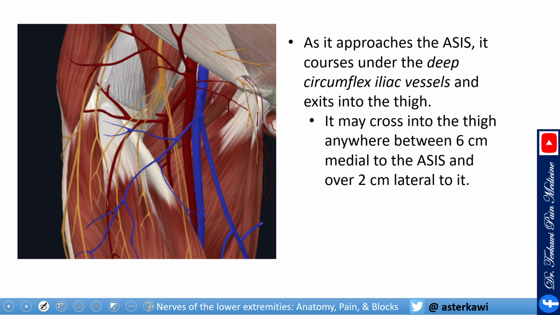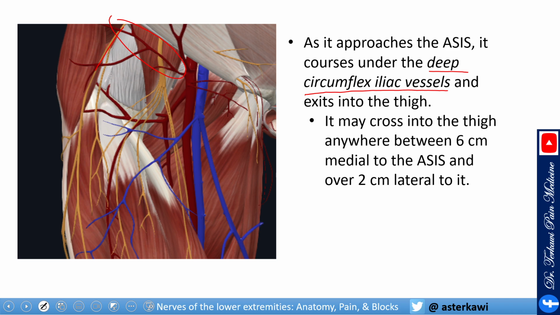As it approaches the anterior superior iliac spine, it courses under the deep circumflex iliac vessel. So if you notice here, this is the deep circumflex iliac vessel, and this is the lateral femoral cutaneous nerve. If you remember from my previous lecture, the deep circumflex iliac vessel is an important landmark when we do the fascia iliaca block. So then it goes through and enters the thigh.